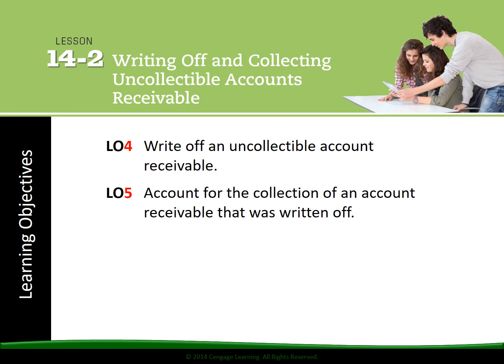Now we're in section 2 of chapter 14, which is writing off and collecting uncollectible accounts receivable. The objectives of this section are to write off an uncollectible account receivable and account for the collection of an account receivable that was written off.